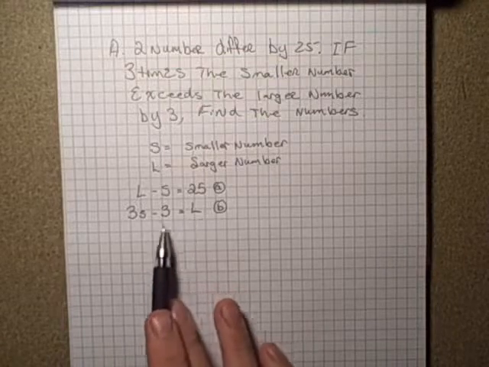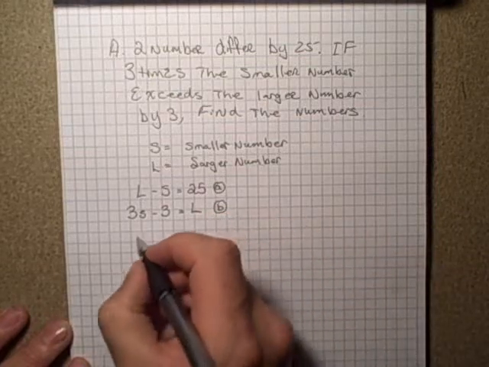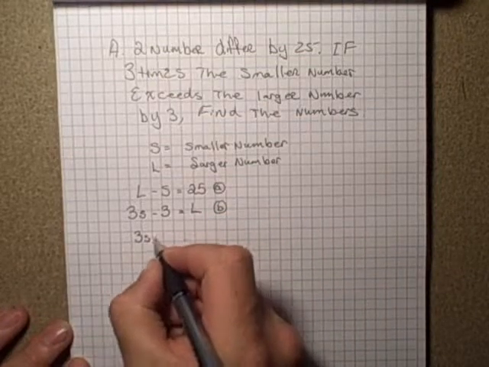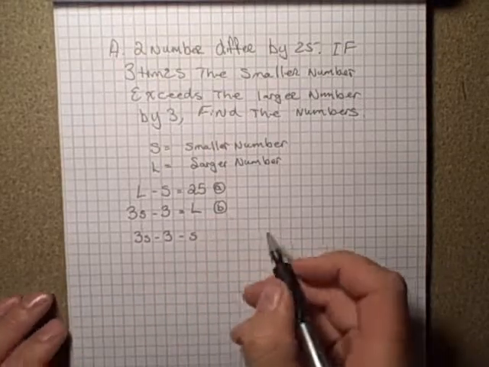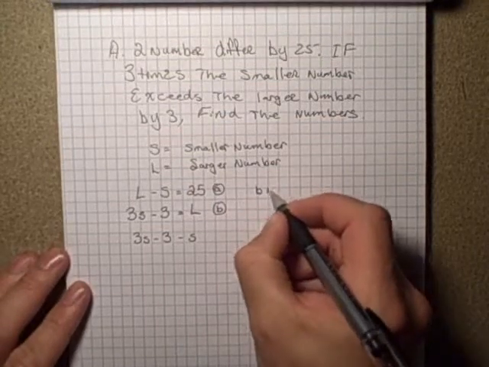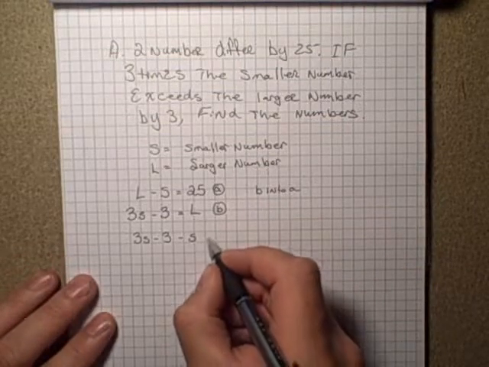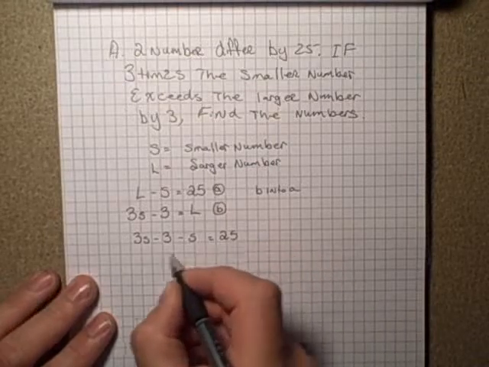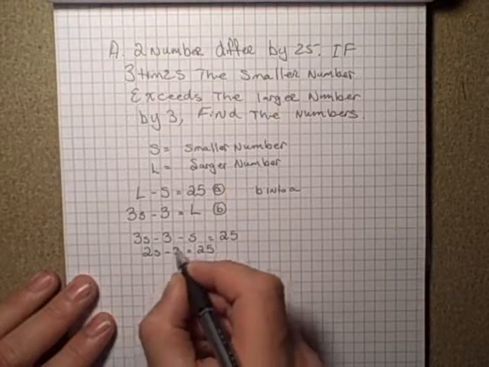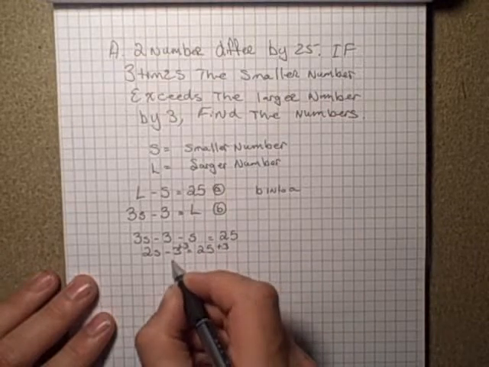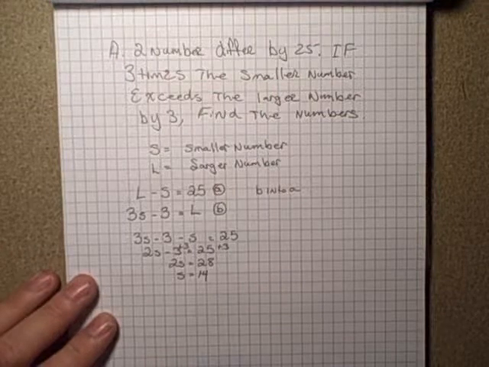So what we're going to do here is we're going to solve this. Now L is given to us in one of the equations, so we can use the substitution method. So 3s minus 3 minus s. I'm just subbing b into a. That's going to equal 25. So 2s subtract 3 equals 25. Add 3 to both sides, and 2s is equal to 28. Or in this case, s is equal to 14. So that's our smaller number.